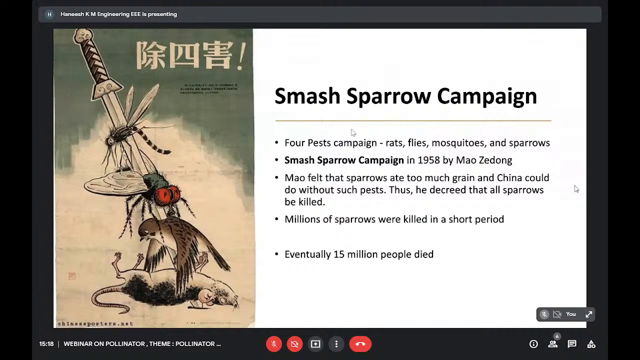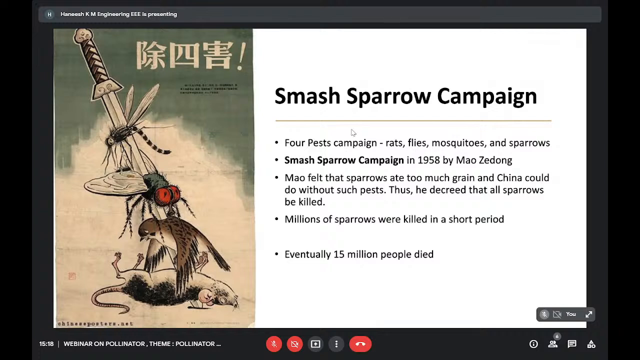When we are talking about birds as pollinators, there is another significant story that came from China. This happened slightly back in 1958, when Mao Zedong was the supreme leader in China. At that time the Chinese population was big, so they needed to have more food.